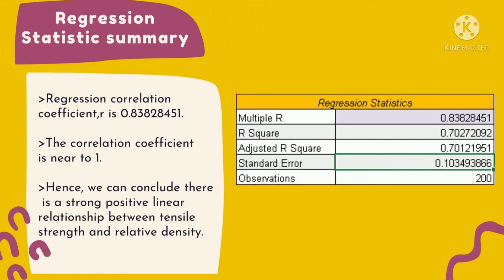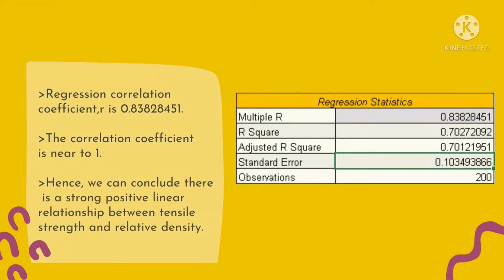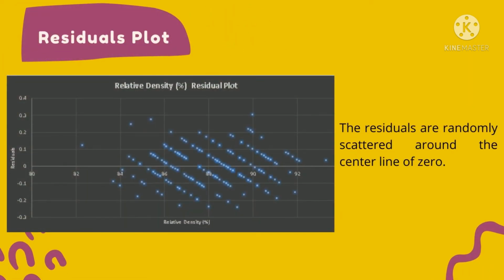From the data analysis, we will get the value for the correlation coefficient. From this value, we can see that it is near to 1. Hence, we can conclude there is a strong positive linear relationship between tensile strength and relative density. In the residual plots, we can see that the residuals are randomly scattered around the center line of 0. This means that we get a pretty accurate value.